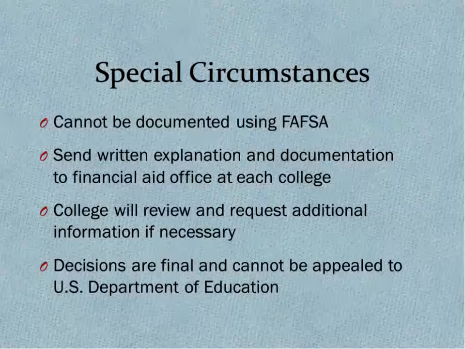To do that, we have a form on our website called a professional judgment form, and there is a link there that tells students all the information that we need, what sort of documentation we need. We do require that they provide us a written explanation of what the situation is, and then what sort of additional documentation that we need. Then we will review that. We will request any additional information if we need it.